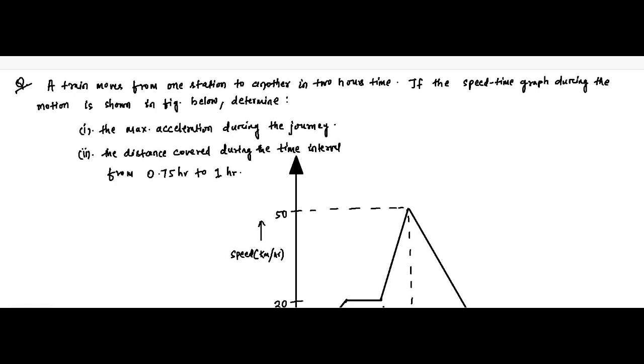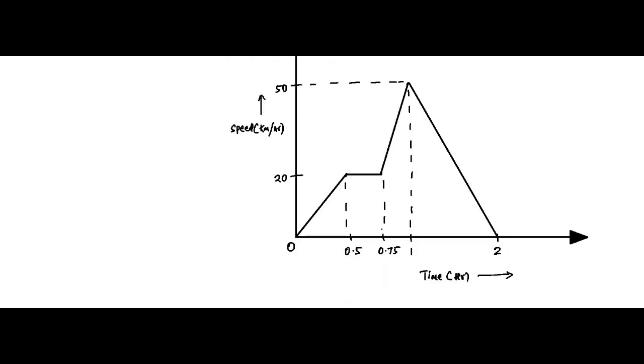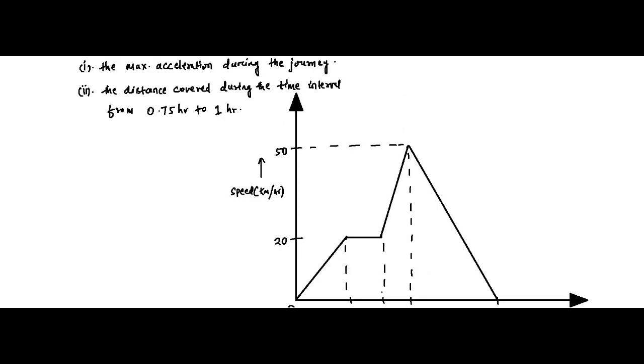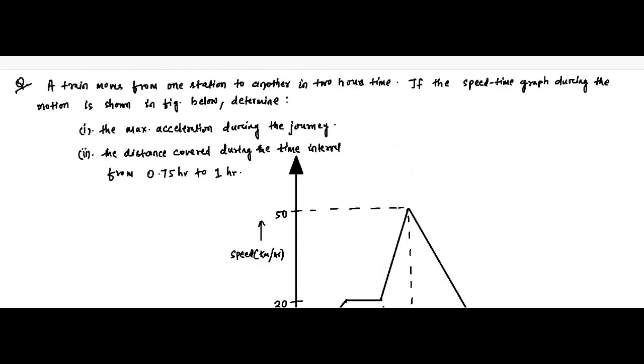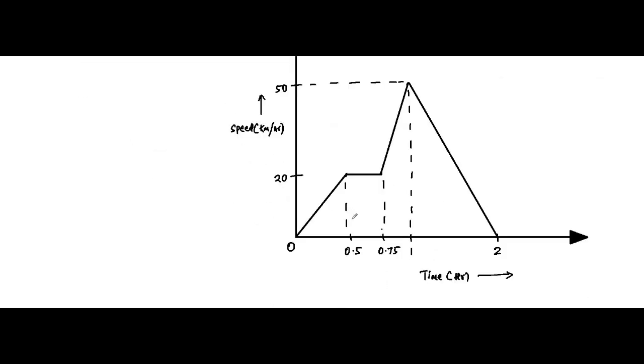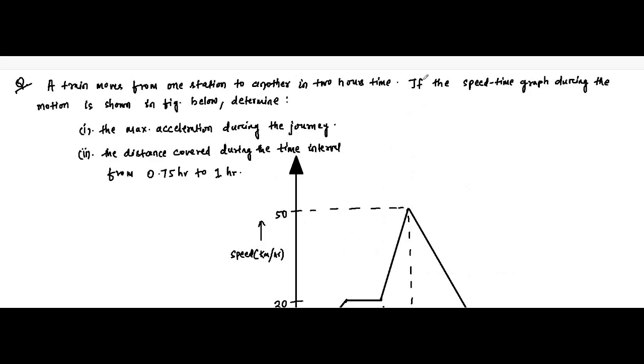So here is another question on graphical analysis of one-dimensional motion. It is given that a train moves from one station to another in 2 hours time, and the speed time graph during the motion of the train is like this, with time on the x-axis and speed on the y-axis. From this graph we have to find the maximum acceleration during the journey and the distance covered by the train during the time interval 0.75 to 1 hour.